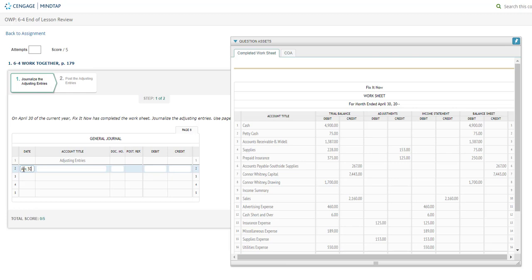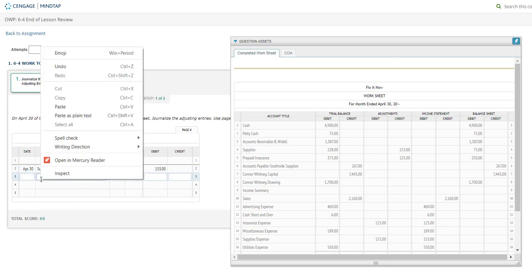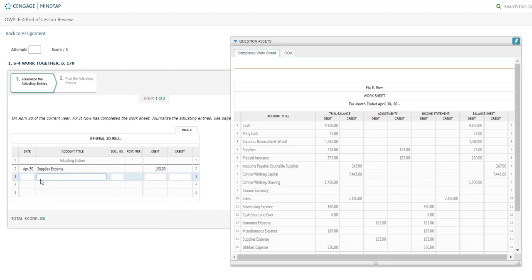And so April has 30 days. And the debit is supply expense, or supplies expense. And the 153 was the amount. If you look at your adjustments, 153 is the amount you had to adjust. And then the credit column would just be the supplies account, because that's what you were needing to lower.